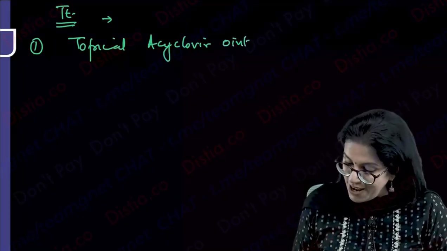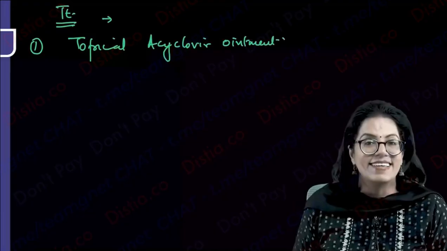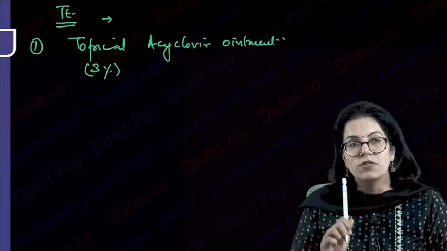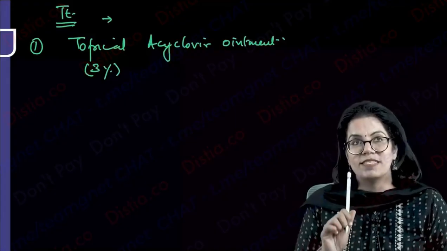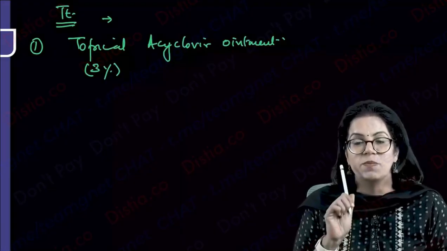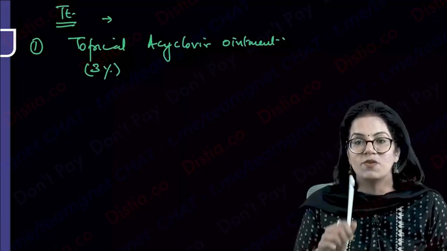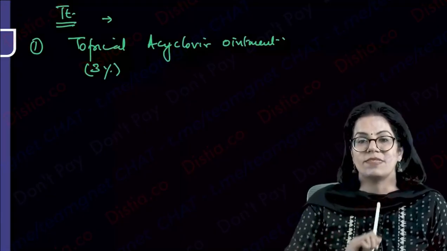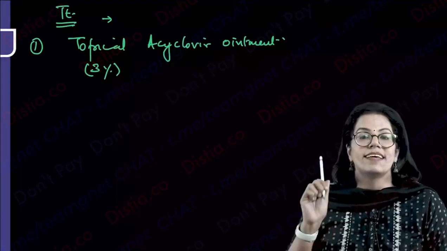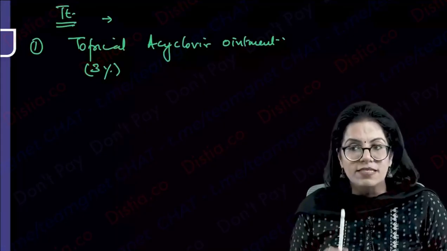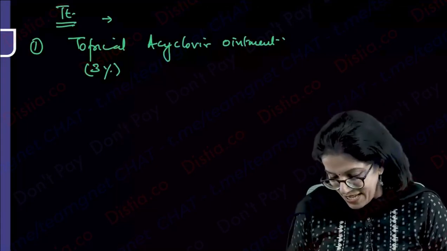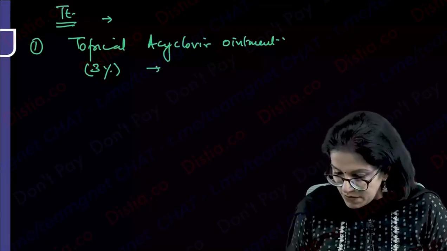Now this is a question: how much percentage of ointment? Your answer is 3%. There is a question in your exam where they have asked the percentage of atropine. Please remember that it is 1%. They have asked the percentage of tetracycline for treatment of trachoma. Again it is 1%. So acyclovir is 3%. Again, tetracycline and atropine are 1%. Remember this. So 3% acyclovir is given 5 times a day.